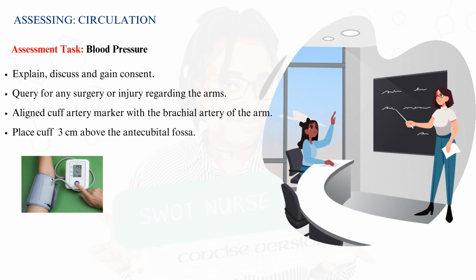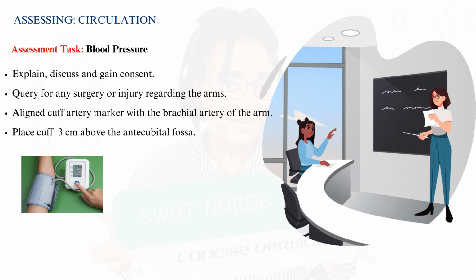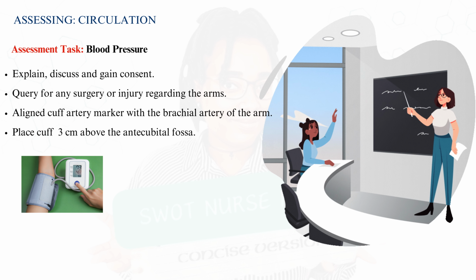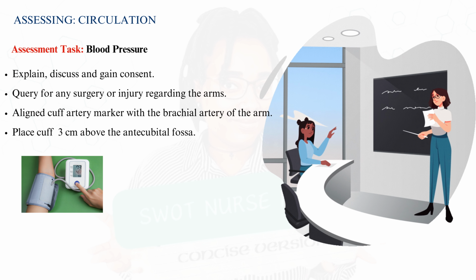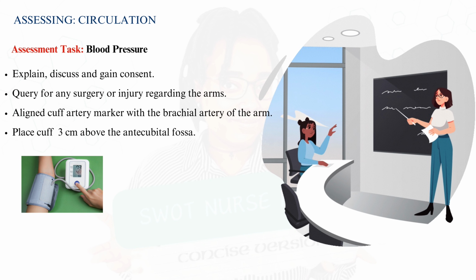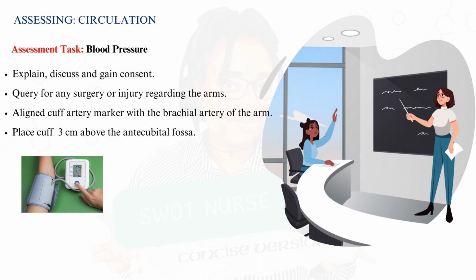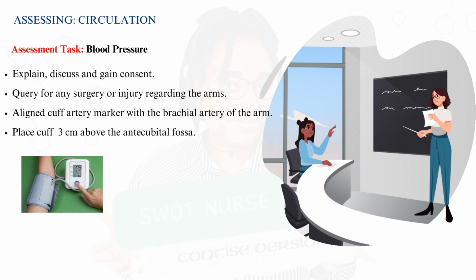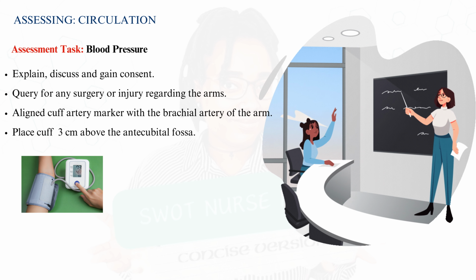Prior to assessing the blood pressure, I should briefly explain what the procedure will involve. Let the patient know that if at any point the cuff becomes unbearable on the arm, he or she should let me know. I am then required to gain consent to proceed with the blood pressure measurement. But first, check if the patient has a preference as to which arm to use, and query if any surgery was done on the arms, or if arms sustained any injury.